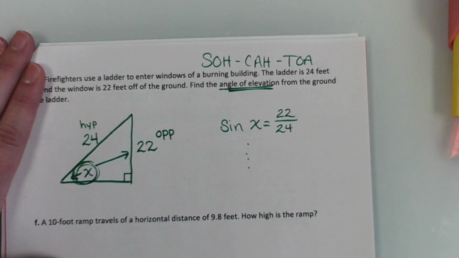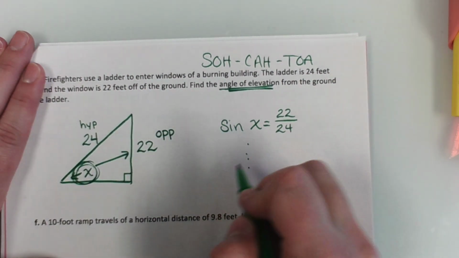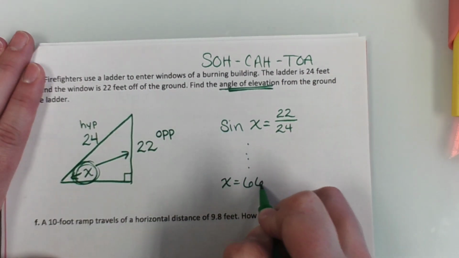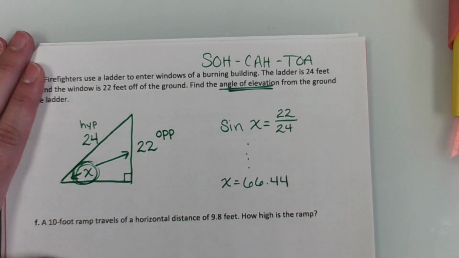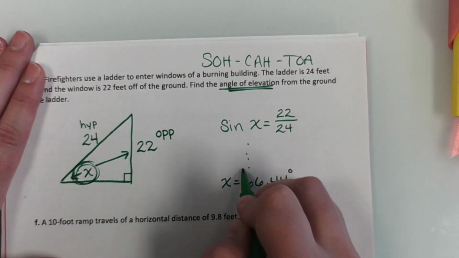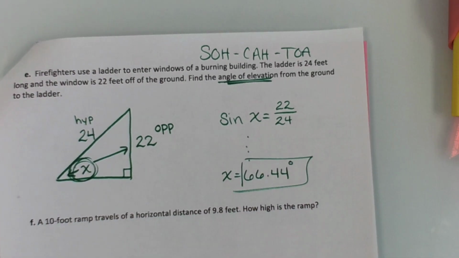We would then solve. Y'all know how to solve. You would end up getting x equals 66.44 units. Feet? No. Degrees. It's an angle. Angles are always degrees.